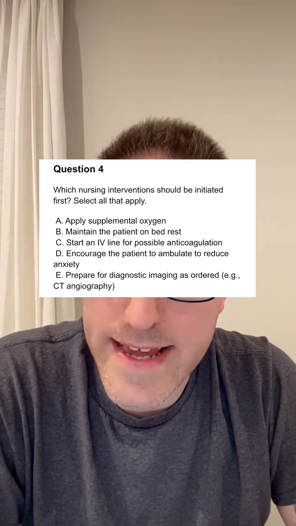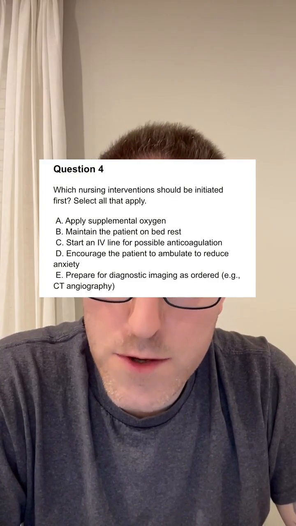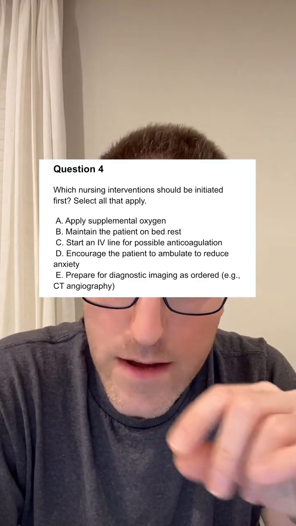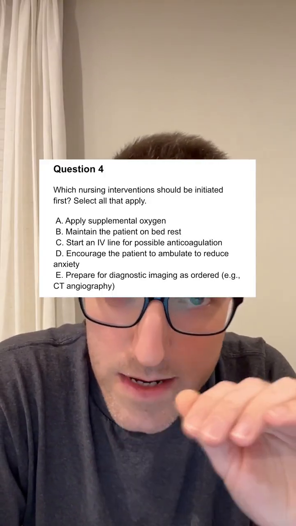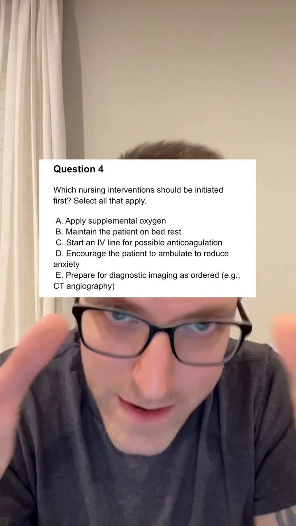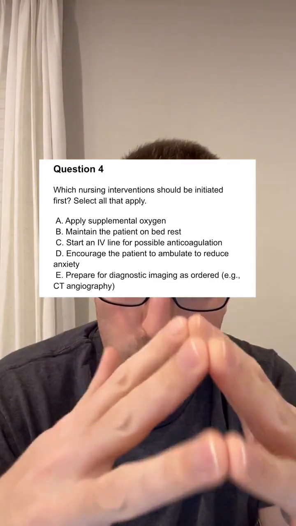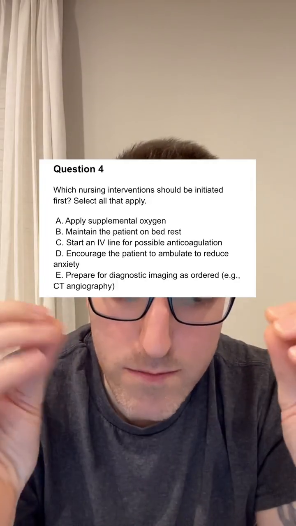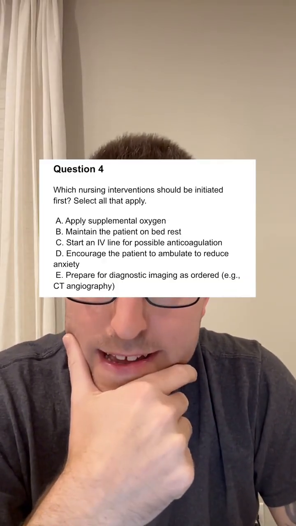Lots of A, B, and C, A, B, C, and E. The correct answer on this one is going to be A, B, C, and E. I think everybody had A for the most part. Looks like a lot of people did or did not have E. E is correct because the definitive diagnosis often involves imaging. So we need that CT angio, and that timely preparation prevents delays in care. So that's why E is in there.